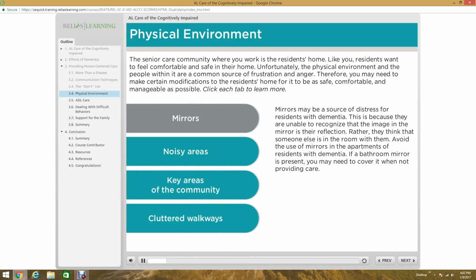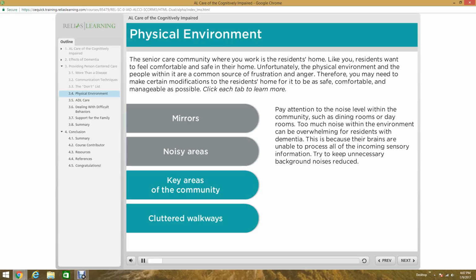Mirrors may be a source of distress for residents with dementia. This is because they are unable to recognize that the image in the mirror is their reflection. Rather, they think that someone else is in the room with them. Avoid the use of mirrors in the apartments of residents with dementia. If a bathroom mirror is present, you may need to cover it when not providing care.